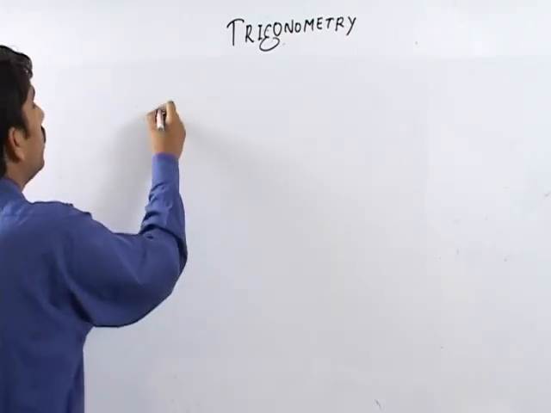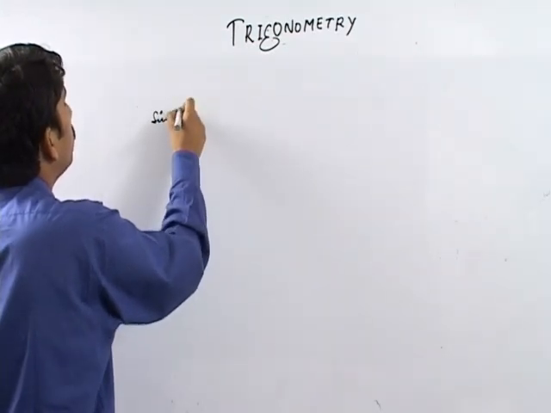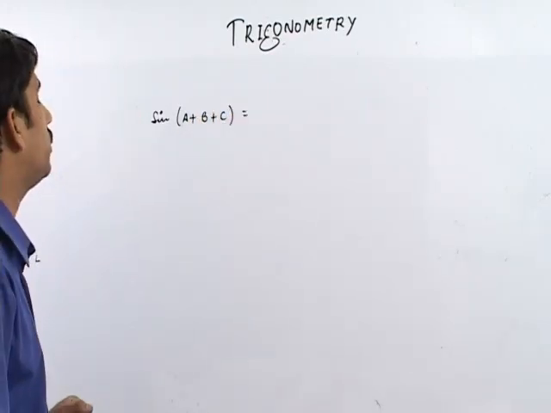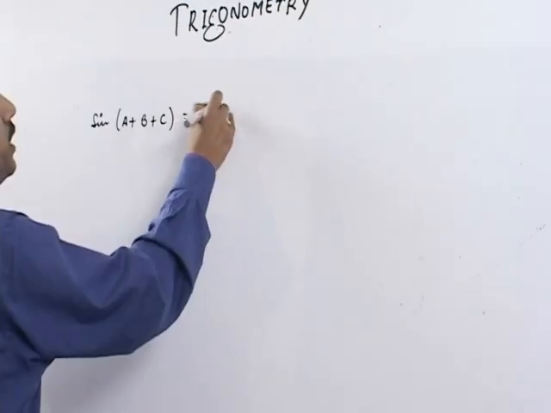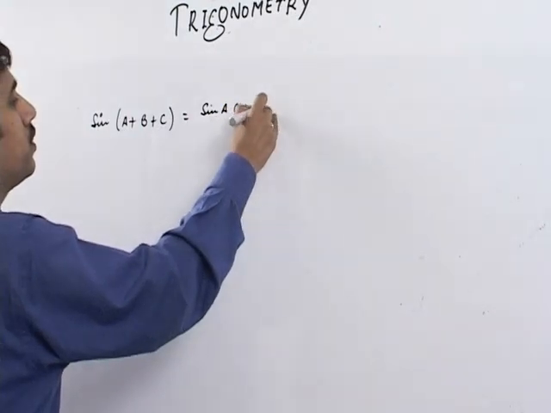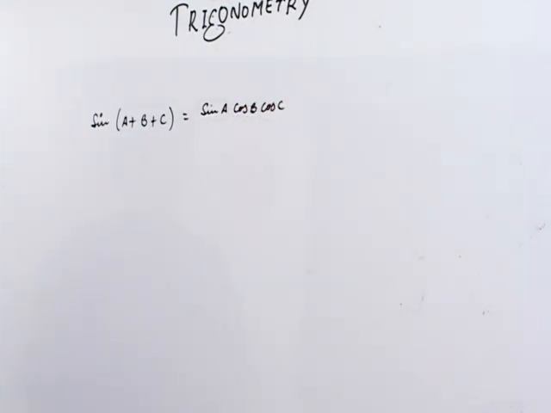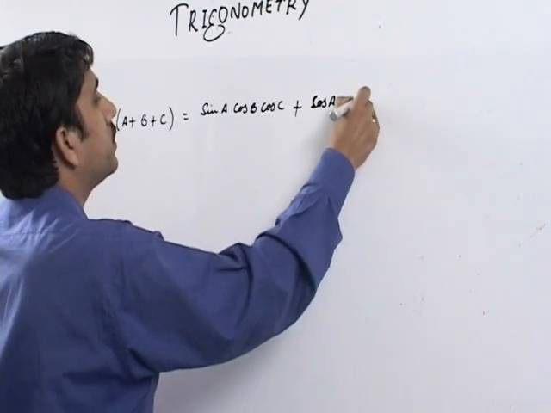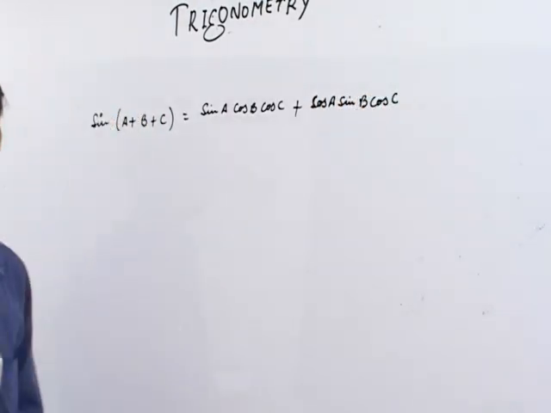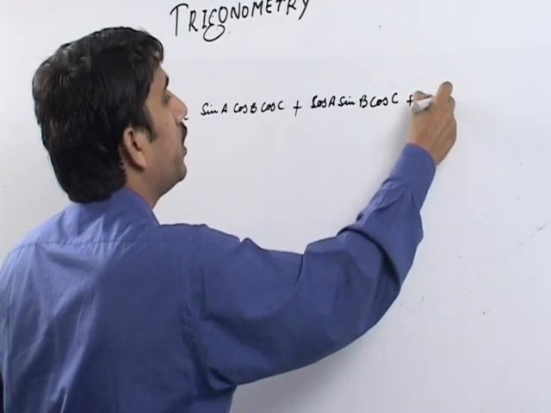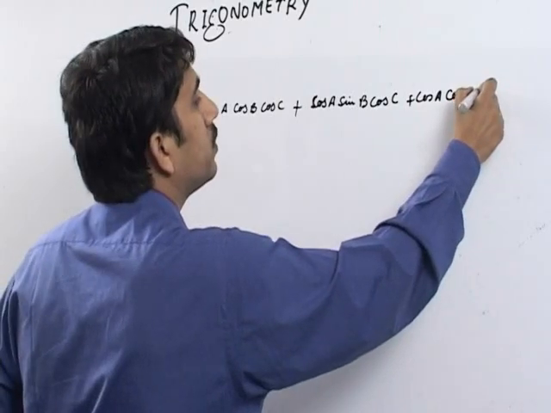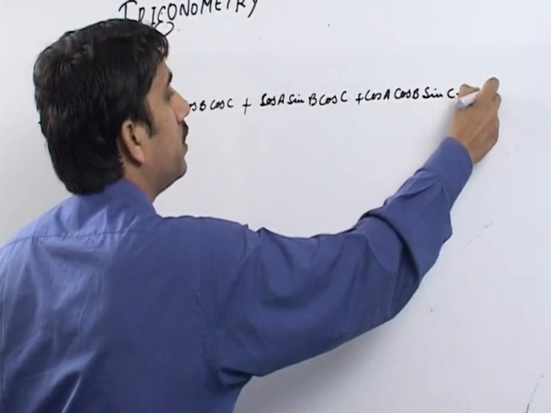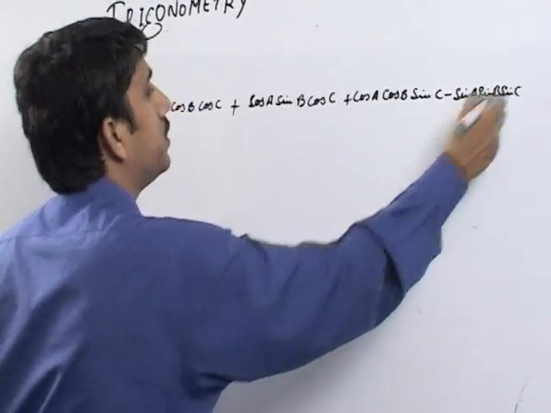Now, if you take sine of a plus b plus c, this is equal to sine a cos b cos c plus cos a sin b cos c plus cos a cos b sin c minus sin a sin b sin c.